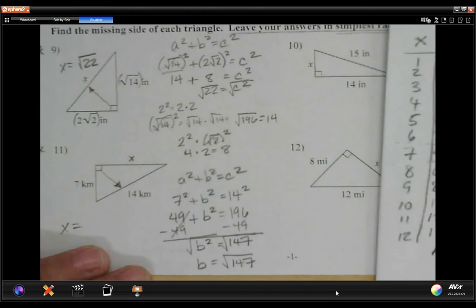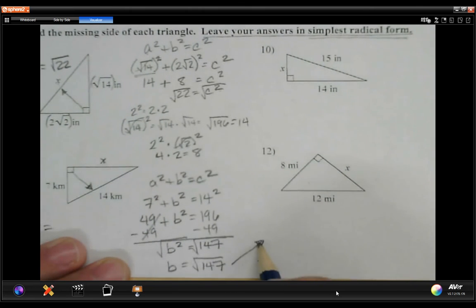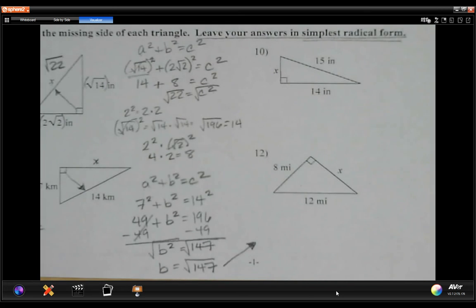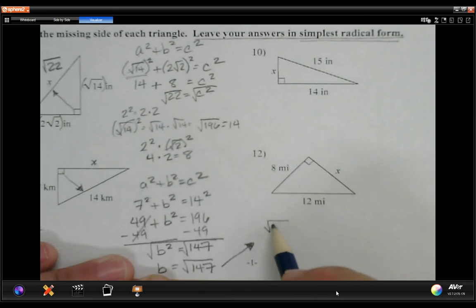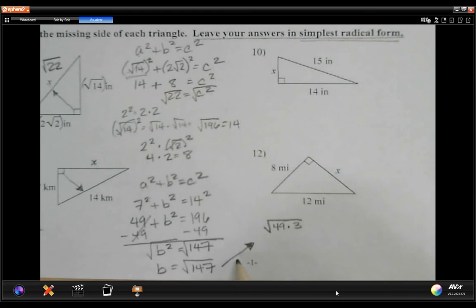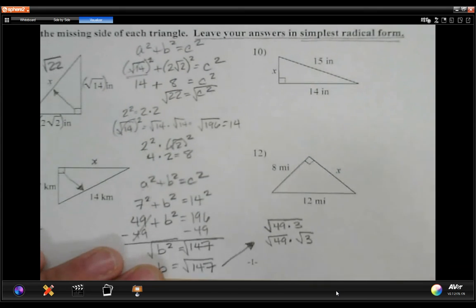So here's what we're going to do. We're going to rewrite this. This goes back to the things you were learning over the last couple of days. You probably were not really excited about it. We're going to rewrite this as the square root of 49 times 3. Okay, so 49 times 3 is exactly the same thing as square root of 147. We could take it one step further and split it out one more time and say the square root of 49 times the square root of 3.